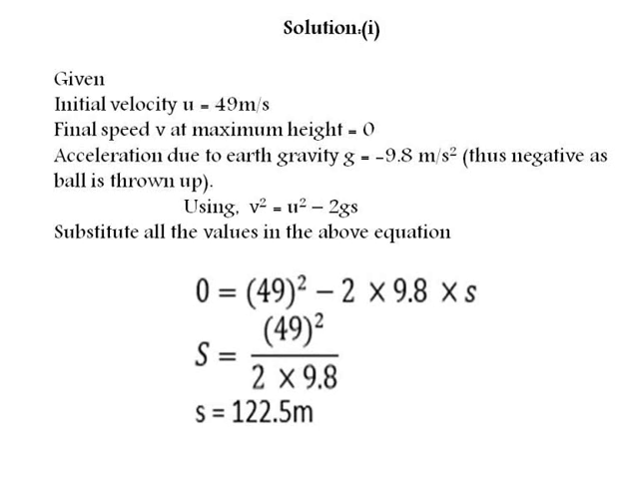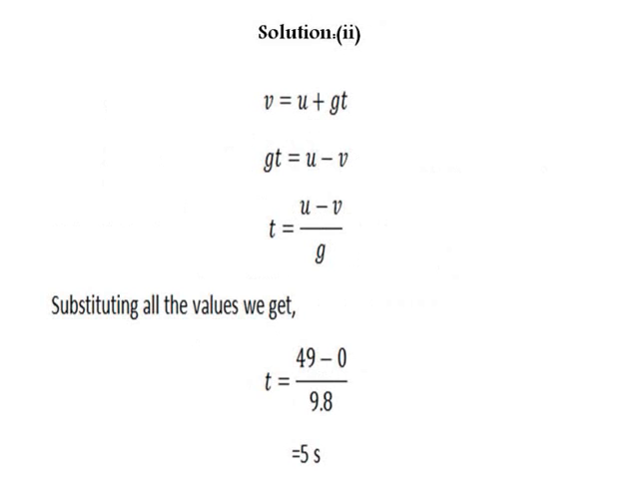Now we will substitute the value of initial velocity, final velocity and acceleration due to gravity in this equation, and after substituting all these values we will get the maximum height reached by the ball, and it is 122.5 meter. Next is the total time taken by the ball to return to the surface of earth.